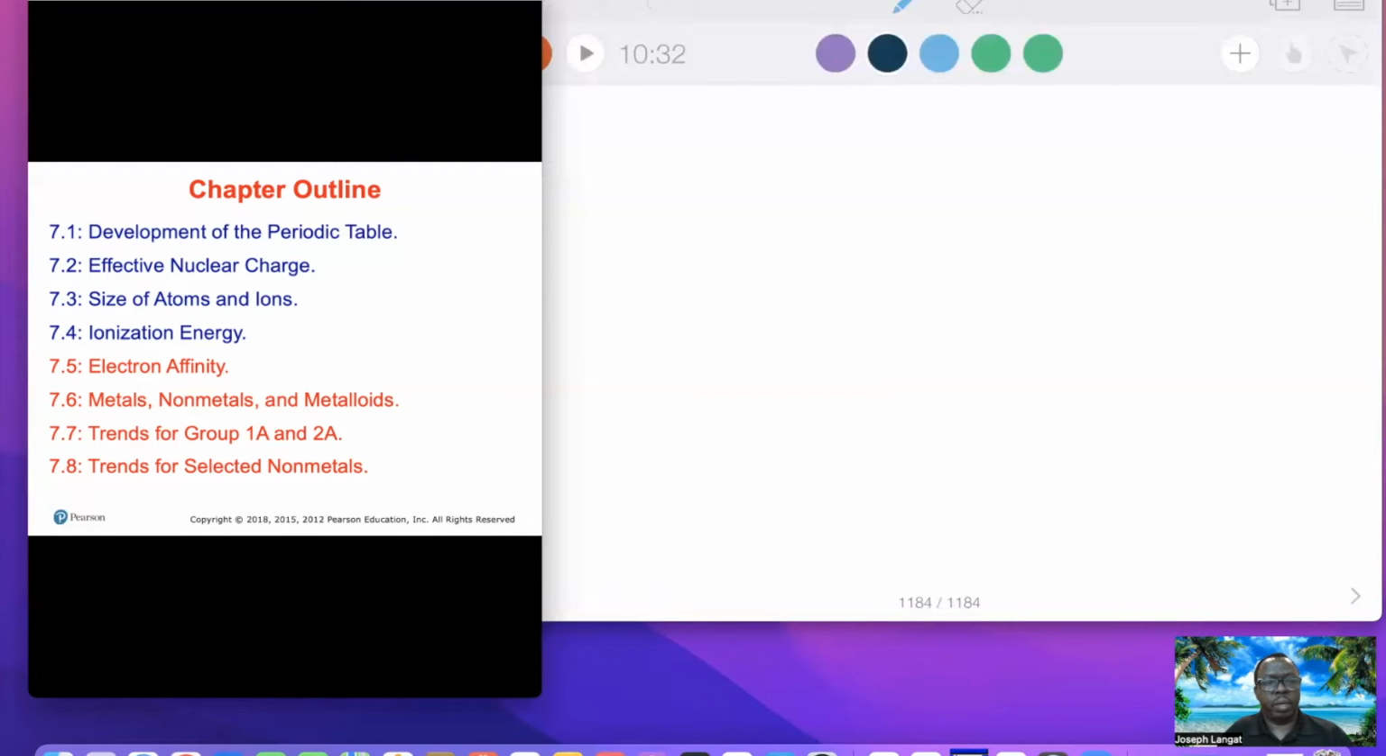Part B, we will pick up from 7.5, electron affinity, which is the energy given off when an electron is added into a neutral atom or an ion. Of course, you should be able now to break down the periodic table as either metals, non-metals, or metalloids, and then trend on some of the group 1A, group 2A elements, and lastly, trend of selected few elements.